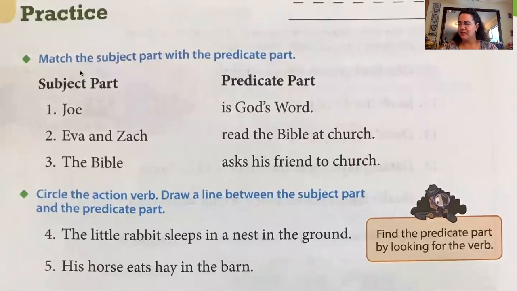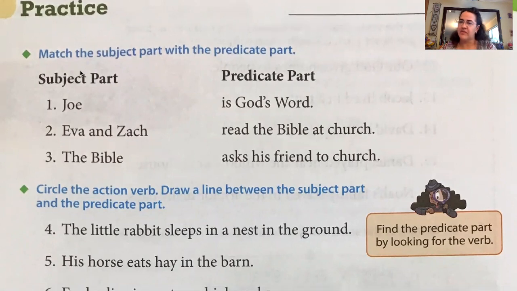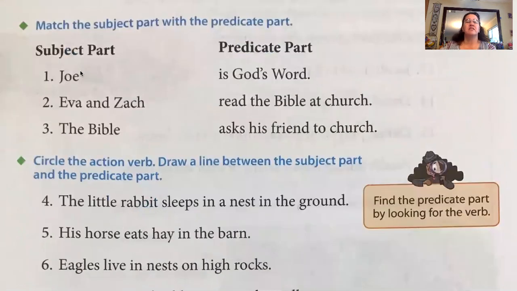All right, good morning again, boys and girls. Here I am. I have our paper ready and we're going to get started. So looking at your paper, it should look just like mine. Numbers 1 through 3, our directions say we need to match the subject part with the predicate part. Boys and girls, if the subject part of the sentence is Joe, what predicate part is going to go with Joe?